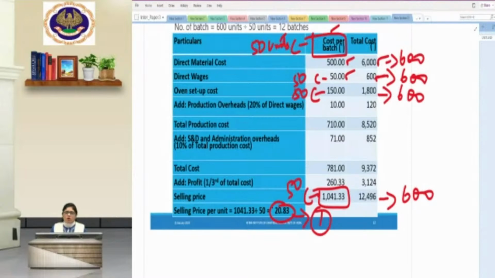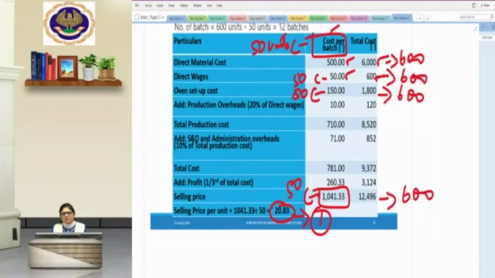Yes, cost per batch you have to calculate. It will not be given separately in the question. This is a question of batch costing. So like you calculate cost per unit, here you have to calculate cost per batch. You have to calculate it for every element of cost. Clear? But cost per unit you are calculating in addition.